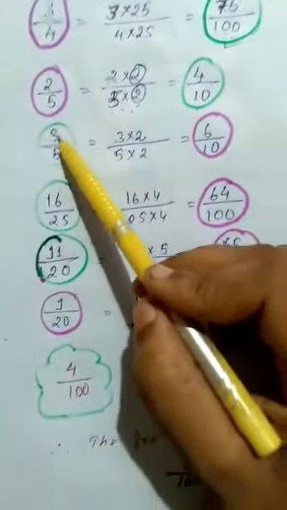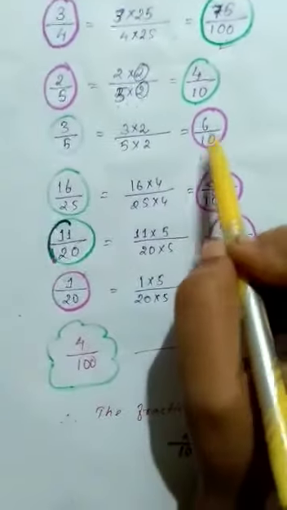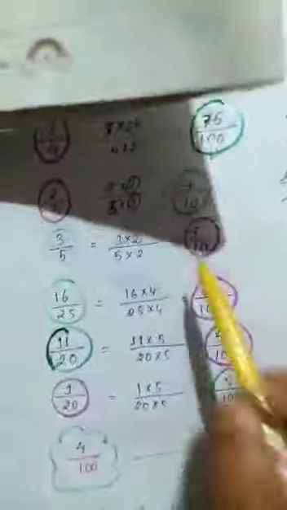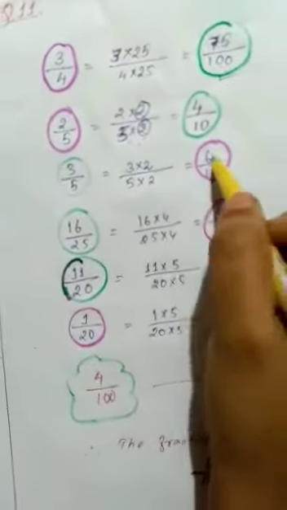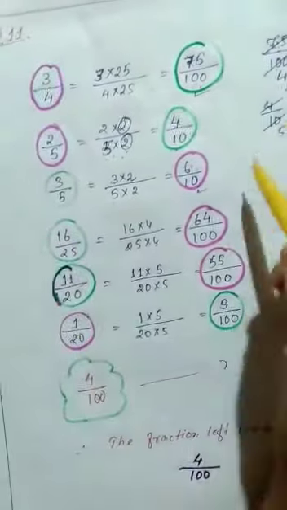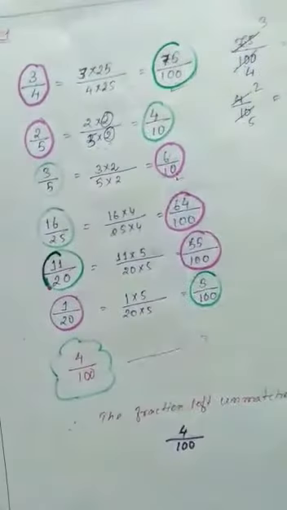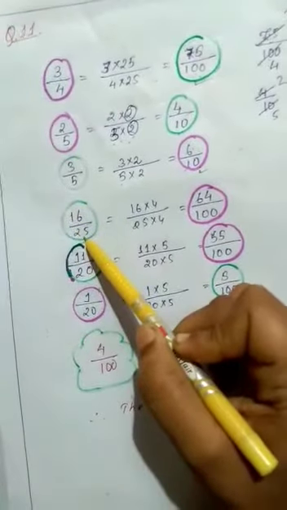Alright, now next one I have shown there, 3 by 5. Then if we convert it into an equivalent fraction, you can see 5 into 2 is 10, so 6 by 10 is there. 6 by 10 is 3 into 2 is 6 and 5 into 2 is 10, so 6 by 10 we can match, and the same way you can reduce it this way also.